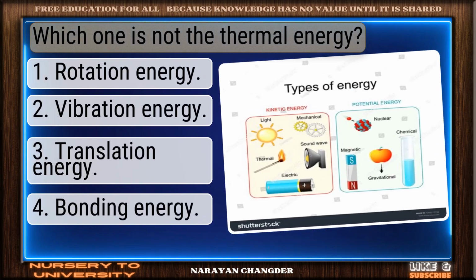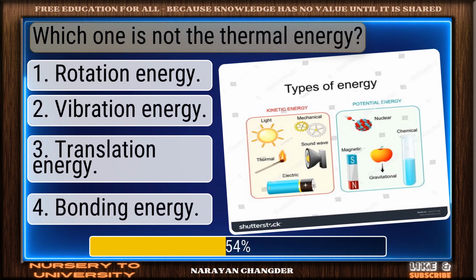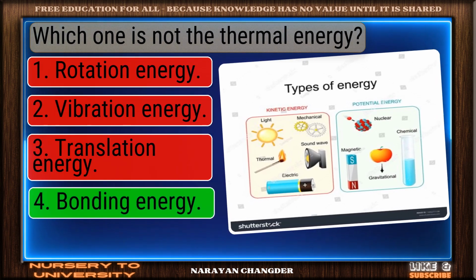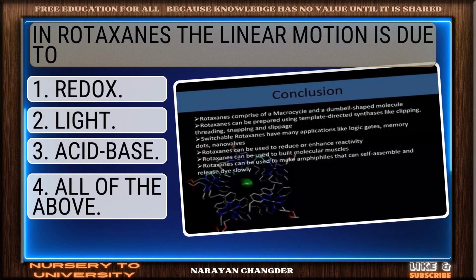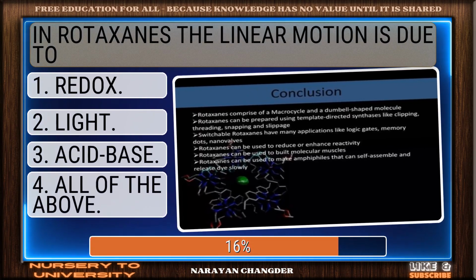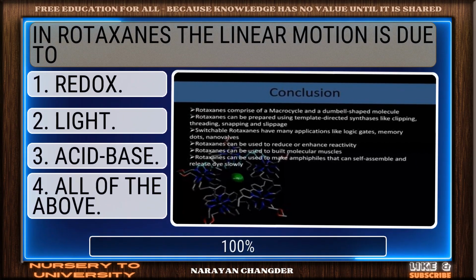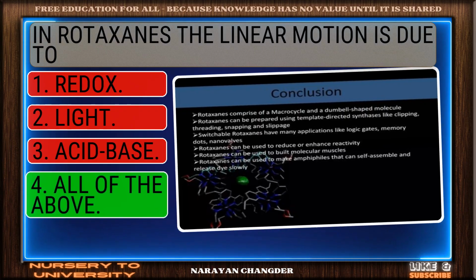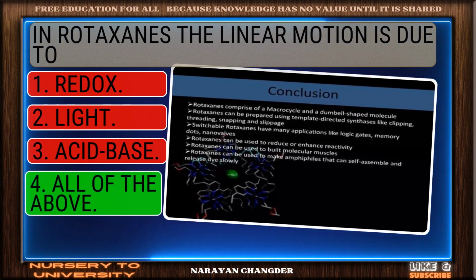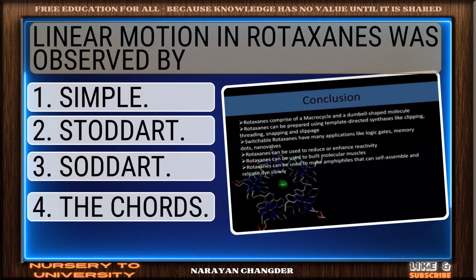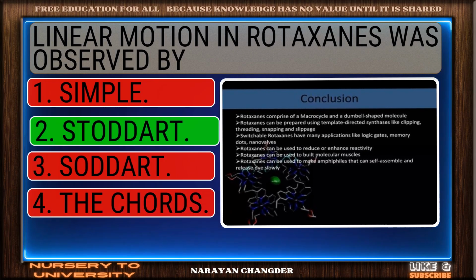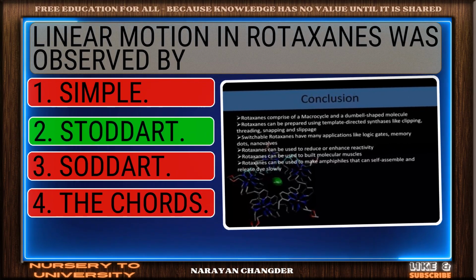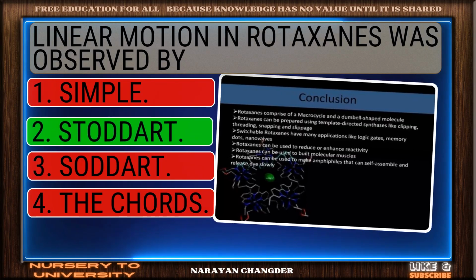Which one is not thermal energy? Correct. Bonding energy is the right answer. In rotaxanes, the linear motion is due to... Nicely done. All of the above is a solid answer. Linear motion in rotaxanes was observed by... Good job. Your answer Stoddart works well here.